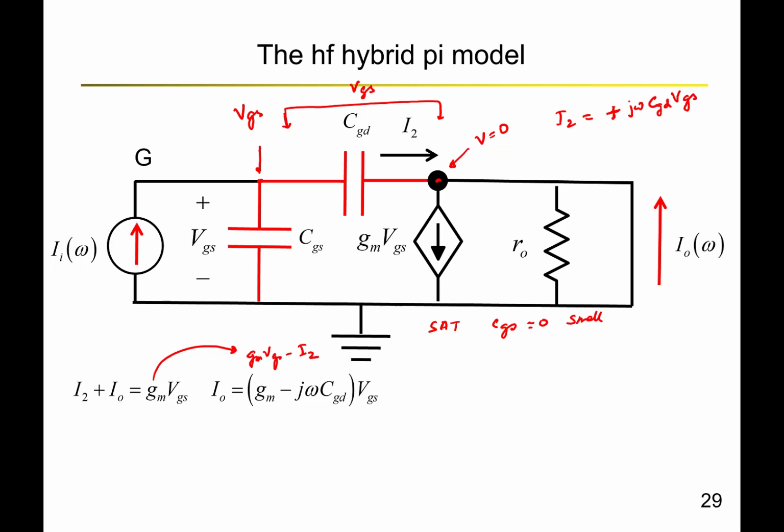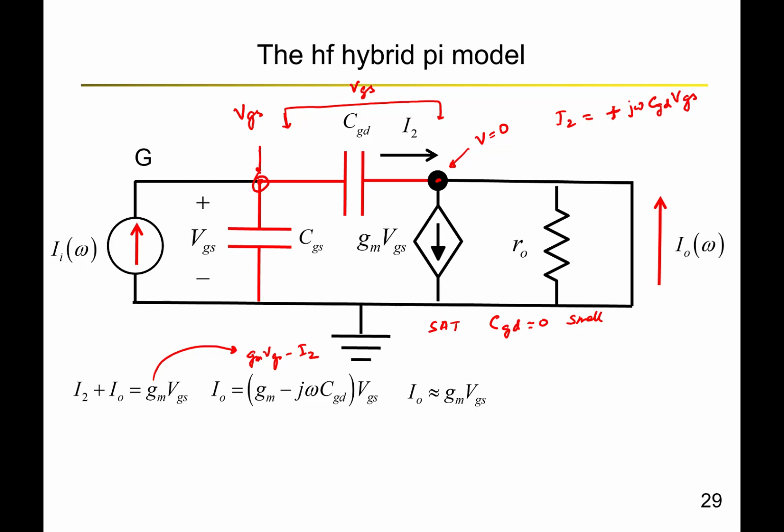CGD is small, which means we can approximate this as I naught is almost equal to Gm VGS. That is, the contribution in the I2 is not that much. Now we want to find what VGS is. So I'm interested in this voltage VGS.